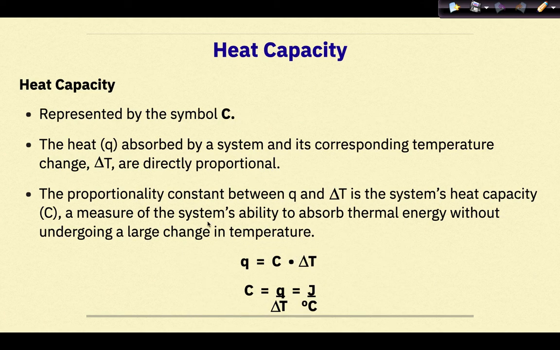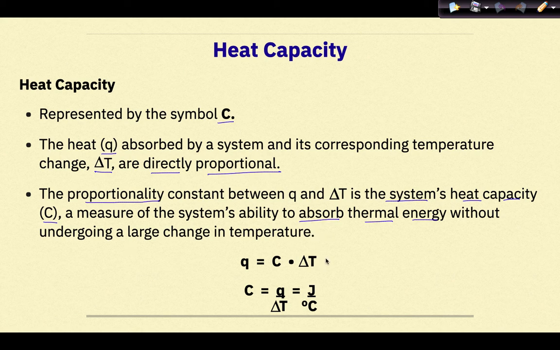Heat capacity. Heat capacity is represented by the symbol C. The heat, represented by the symbol Q, absorbed by a system and its corresponding temperature change, delta T, are directly proportional. The proportionality constant between Q and delta T is the system's heat capacity, again, which we represent as C, a measure of the system's ability to absorb thermal energy without undergoing a large change in temperature.